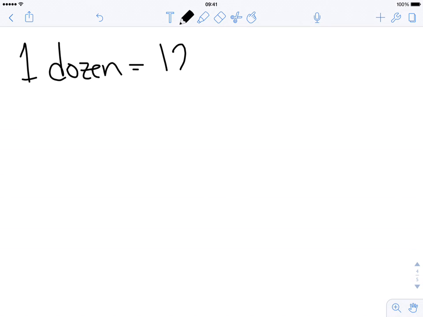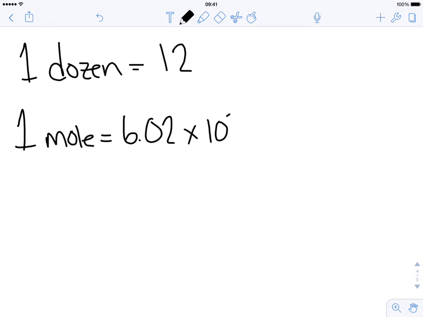So just as 1 dozen equals 12, we have something called the mole. And 1 mole is equal to 6.02 times 10 to the 23rd. So if I said that I have 1 mole of something, what I'm actually saying is that I have 6.02 times 10 to the 23rd of those somethings. Now in this course, those somethings are going to be atoms or molecules.